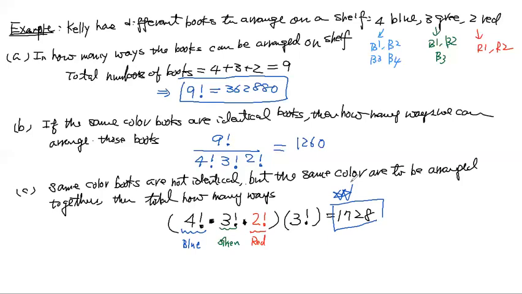If I care that it's just the same color, the same color needs to be grouped together, but the same color books don't have to be identical. Part B is identical. If the same color is identical, then how many ways? So that will become the non-distinguishable permutations.